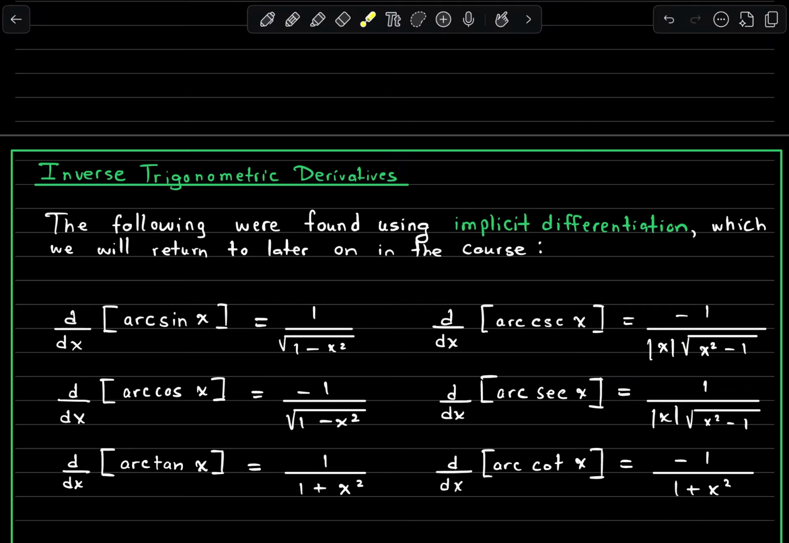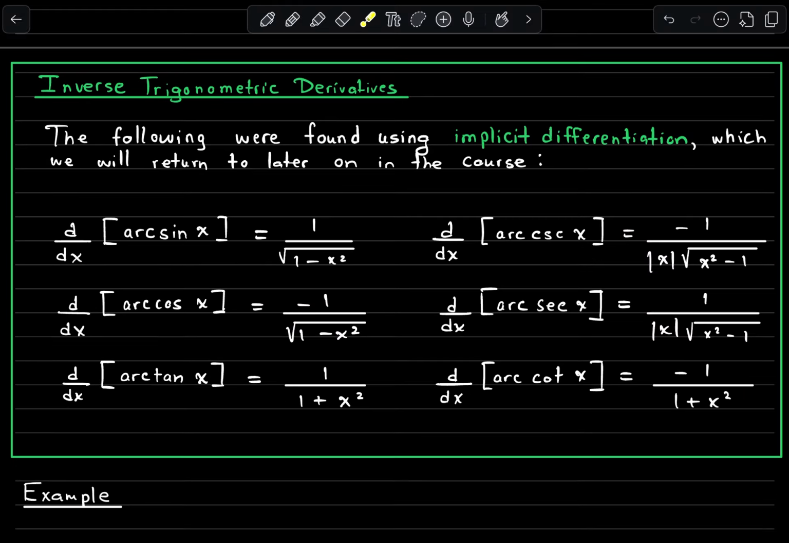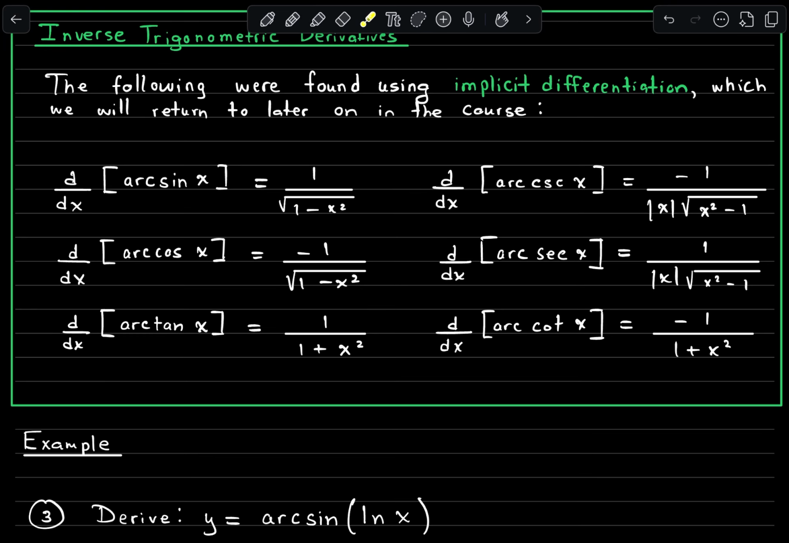Okay, so these have become reversed. Derivative of arc secant of x is almost identical to this, but without that negative sign. And finally, derivative of arc cotangent of x is almost identical to arctangent of x, but we've got a negative again. Okay, so these all follow very similar patterns. You can kind of think of these in pairs. So let's see an example.